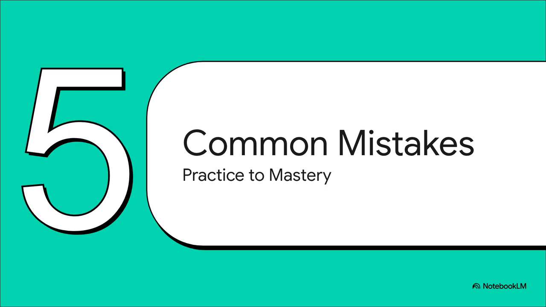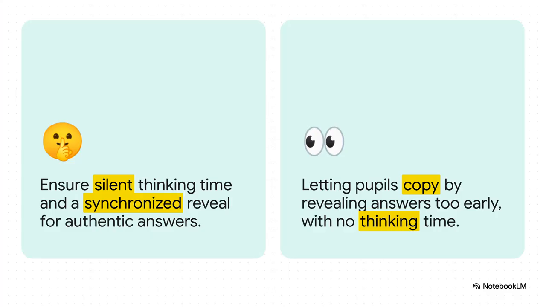Okay, so knowing the steps is the first part, for sure. But true mastery comes from avoiding a couple of really common pitfalls. Let's look at what separates just doing it from doing it like a pro. The single biggest mistake is letting students copy each other. It happens when you don't really enforce that silent thinking time, or when you let a few kids show their hands too early. The mastery move is to be a real stickler for that silent time and the synchronized reveal. That's how you ensure every answer you see is the real deal.